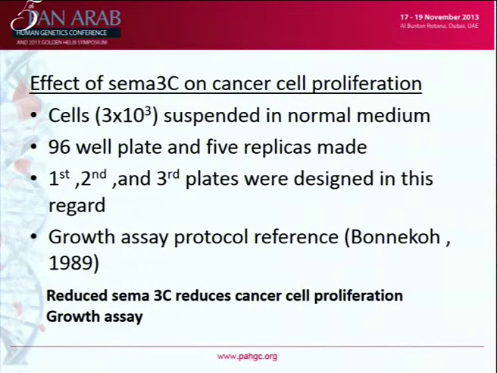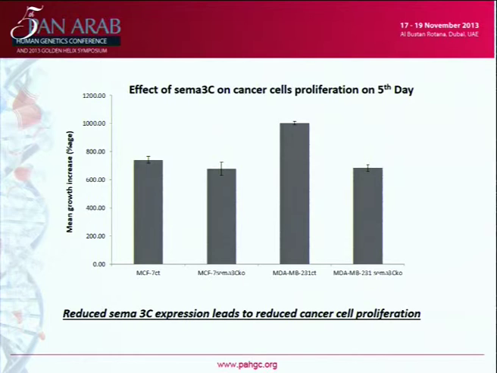And for this purpose, after the 5th day, I observed that there is a reduction in the growth or the cell proliferation. When I compared my MCF7 controls with MDA, and similarly the MDA231 control cell line, it is showing increased proliferation when compared with the knockout cells. So from here, I concluded that the reduced levels of semaphorin lead to reduced cancer cell line proliferation.